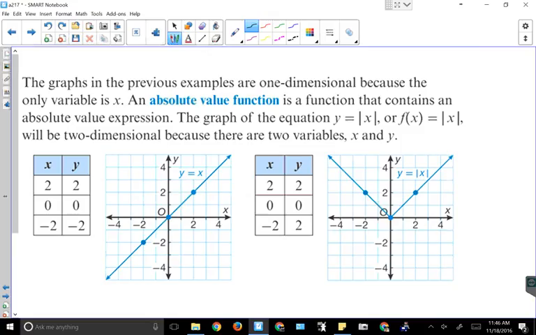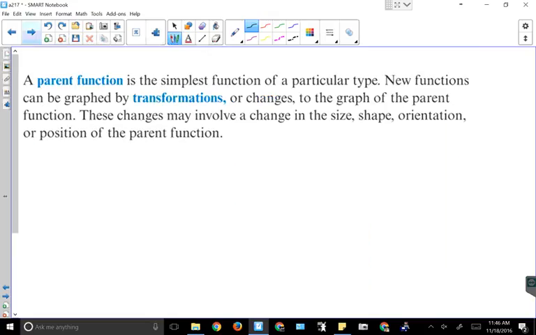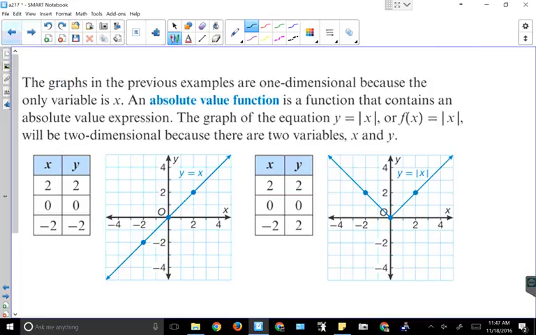One of the things that you're eventually going to have to figure out and understand is there's something called parent functions. Now a parent function is the simplest function of a particular type. Every other graph can be made off of it. The only graph that has this V shape is the absolute value. Anytime you have a graph that looks like this, it's going to be in this absolute value form. It's just something I want you to be aware of. We'll deal with this more as we go on.